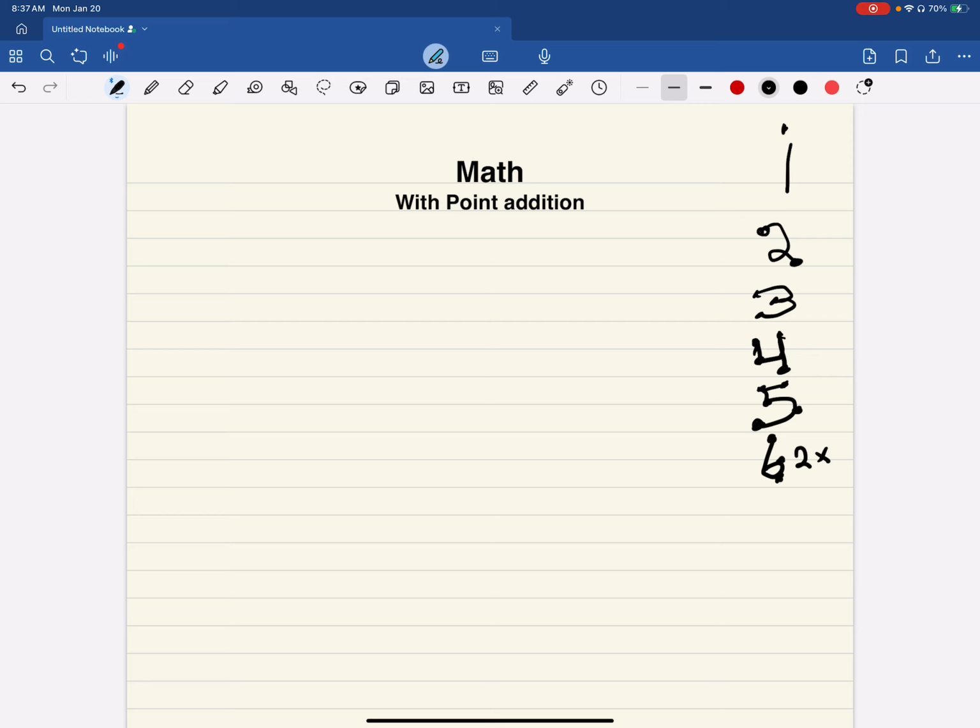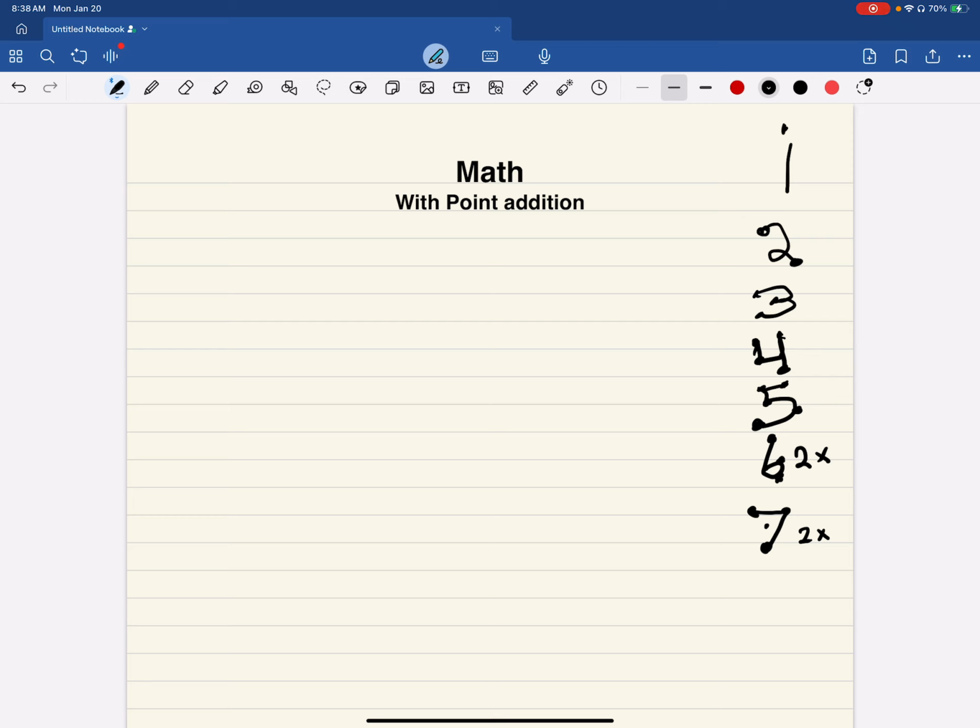Now, after six comes seven. Seven, we also count three dots two times. So we have one, two, three, but we count them two times. And then we put a dot in the center.